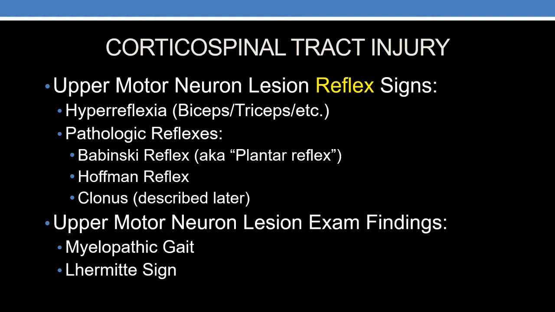And then in addition to reflex findings for myelopathy, there's going to be a couple of other examination findings that will strongly suggest myelopathy, and that is, number one, the Lhermitte sign. We'll go over the Lhermitte sign here shortly, and then also the myelopathic gait, and we'll describe the myelopathic gait here also very shortly.